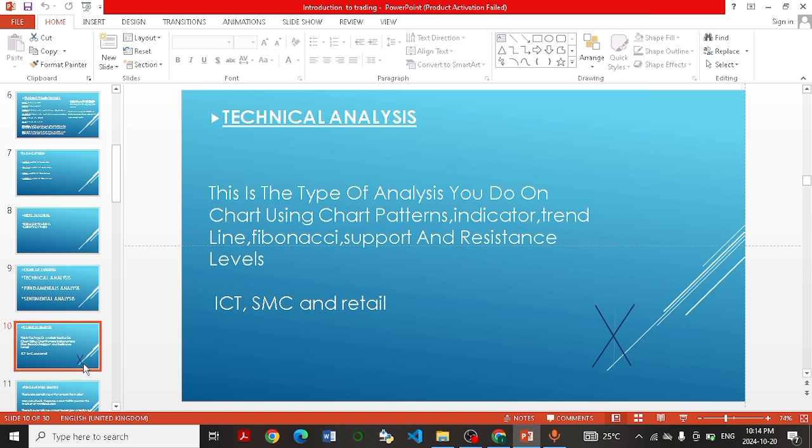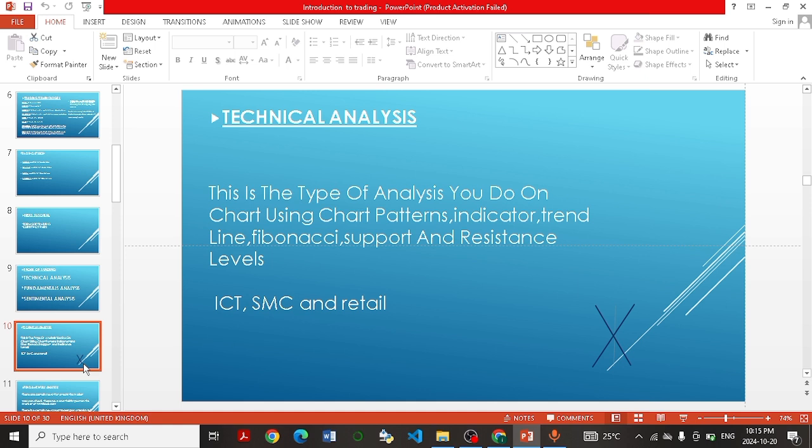So the one that was trending earlier when I started trading was retail. I didn't know about SMC, I didn't know about ICT. Maybe they were actually available, but I just didn't know about them, right? It was just retail. We draw trend lines, we use candlestick patterns, we use chart patterns also. So that is what we do in retail. We draw support and resistance levels on the chart, we draw chart patterns and a lot of stuff that will analyze the market.